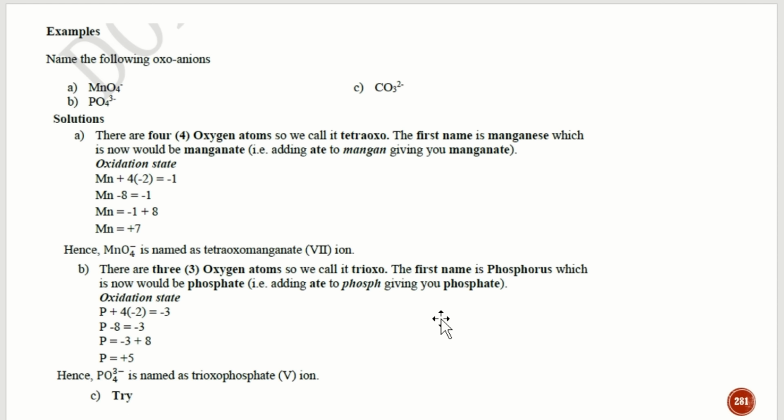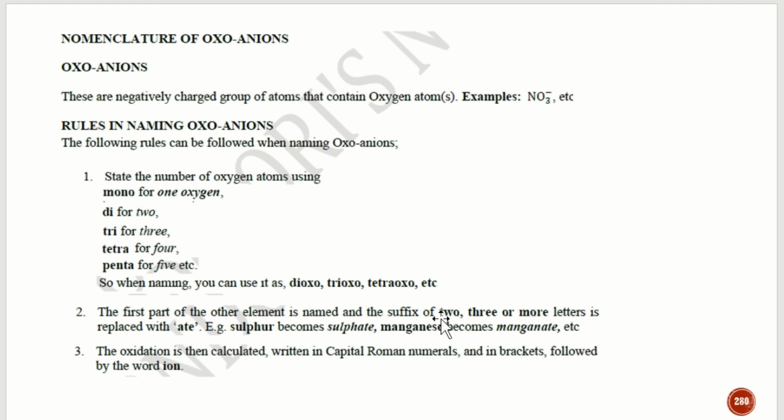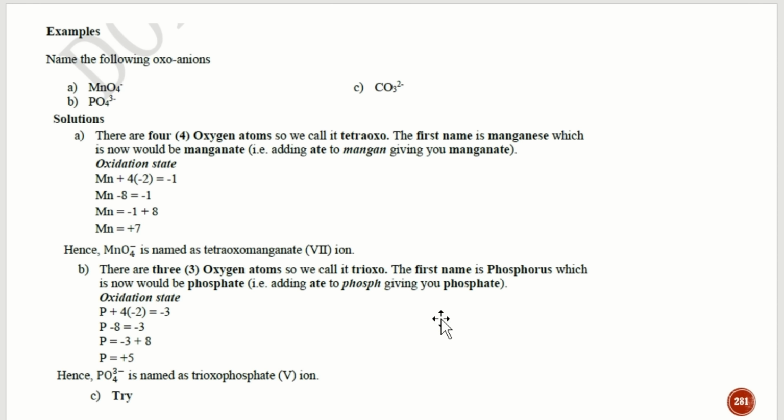After calculating the oxidation state and putting it in brackets and in capital Roman numerals, we add the word ion to it. Let's try this example: MnO4 minus, PO4 3 minus, and CO3 2 minus. So we are going to try out the first one.